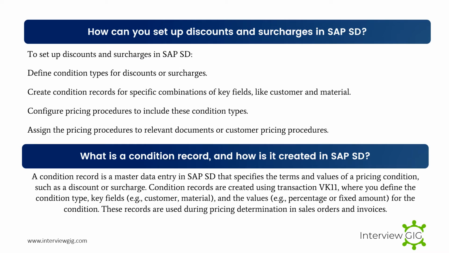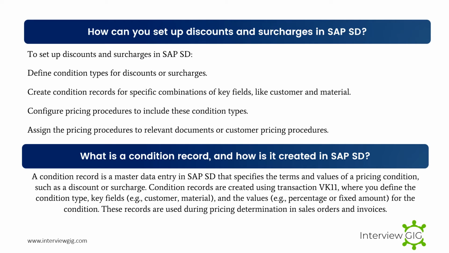How can you set up discounts and surcharges in SAP SD? To set up discounts and surcharges in SAP SD, define condition types for discounts or surcharges. Create condition records for specific combinations of key fields, like customer and material. Configure pricing procedures to include these condition types. Assign the pricing procedures to relevant documents or customer pricing procedures.